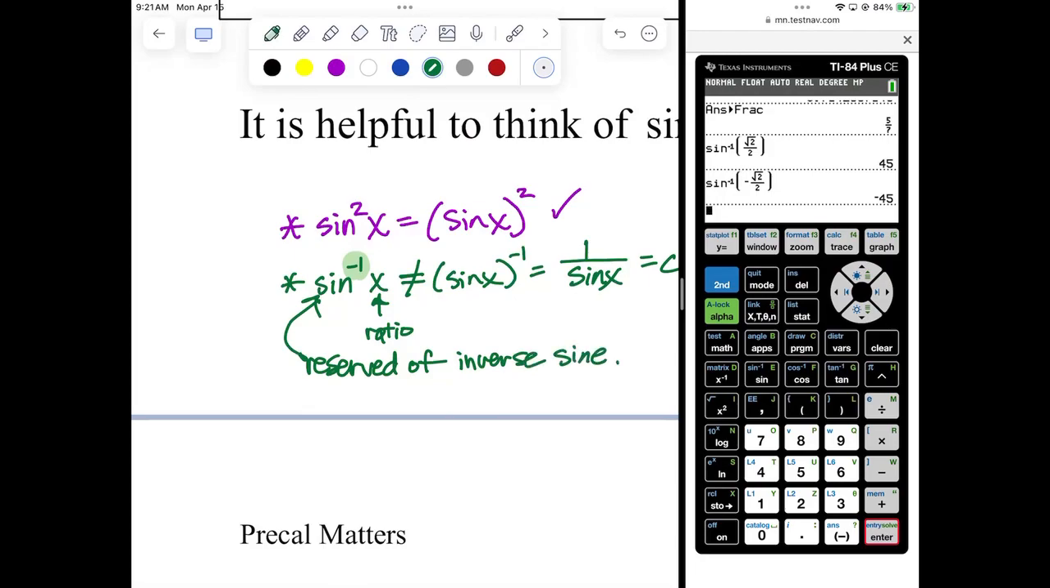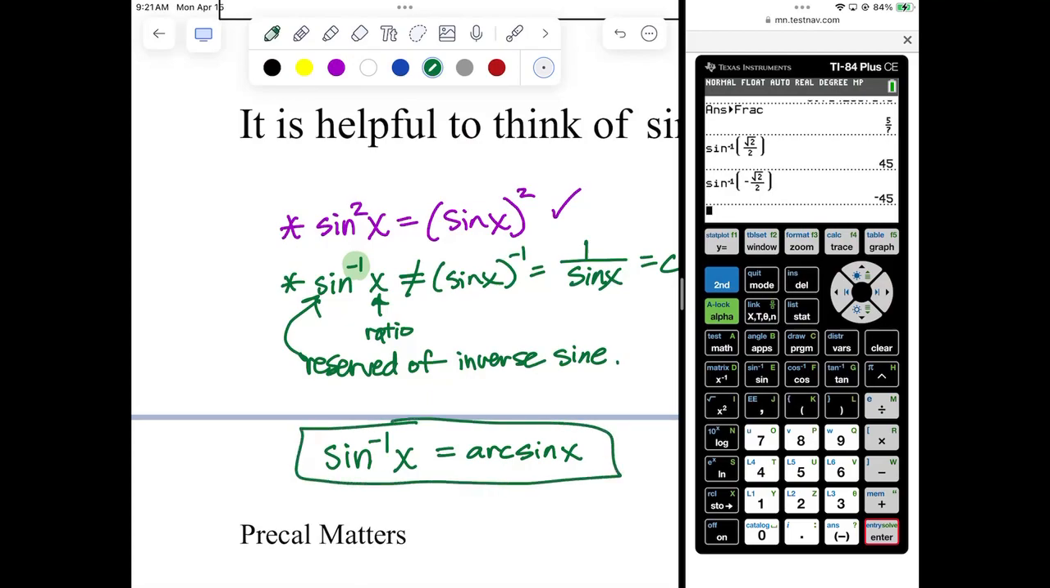Now, because that's possibly inherently confusing, you're like, it looks the same. It's in the same spot. Why can't we do the same thing? Because it's reserved. We were here first. We're saving these seats, buddy. Move on. We have another name for it. Inverse sine of x is also the same as arc sine of x. They mean the exact same thing.